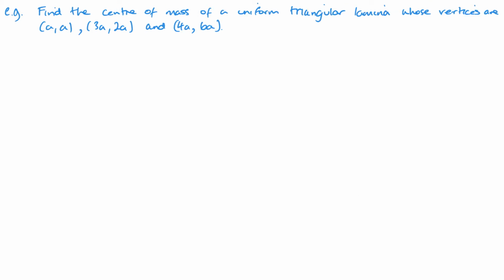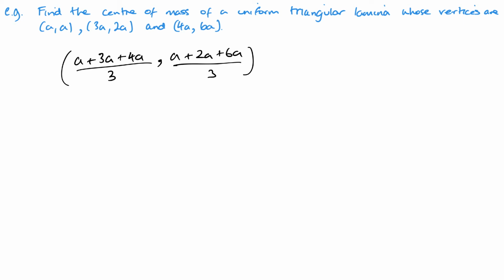For this one, it's essentially about the average x and the average y. So it's adding up my x values and dividing by how many I've got, and adding up my y values and dividing by how many I've got. That gives me 8a over 3 for x, 9a over 3 for y. That'll simplify, so 8a over 3 and 3a.